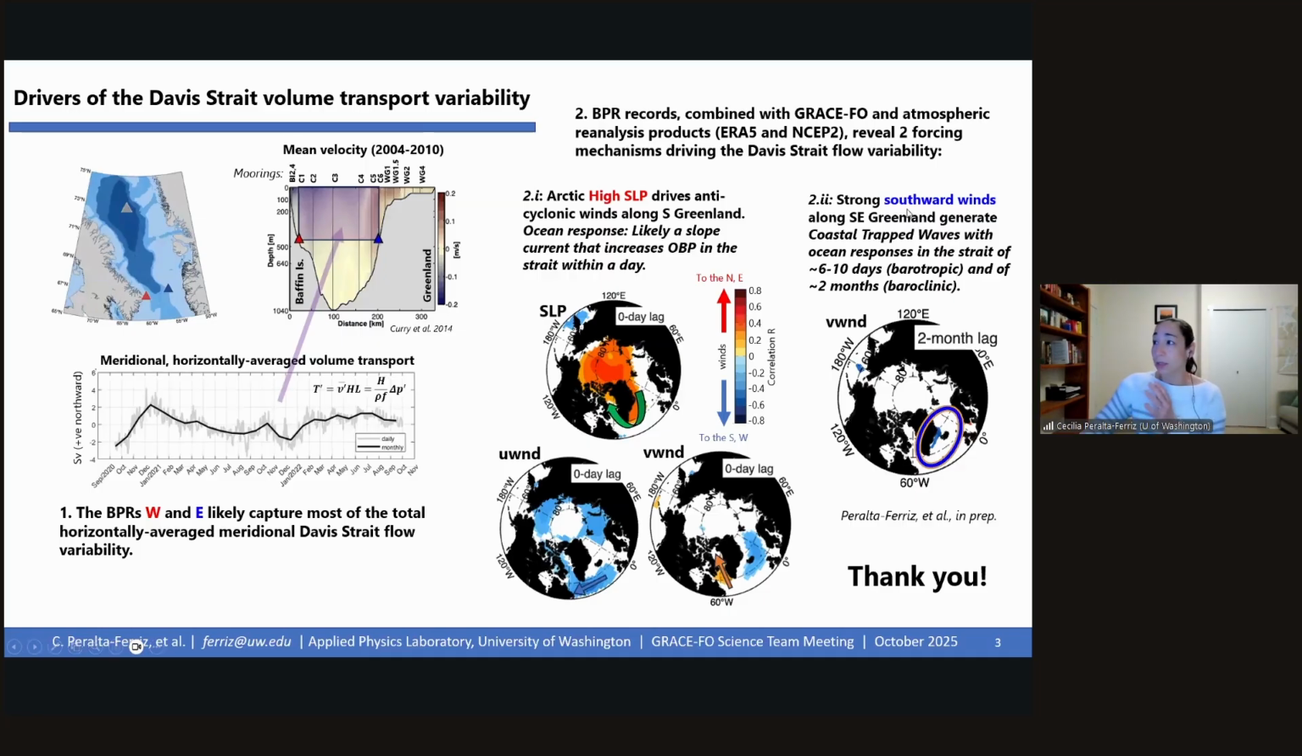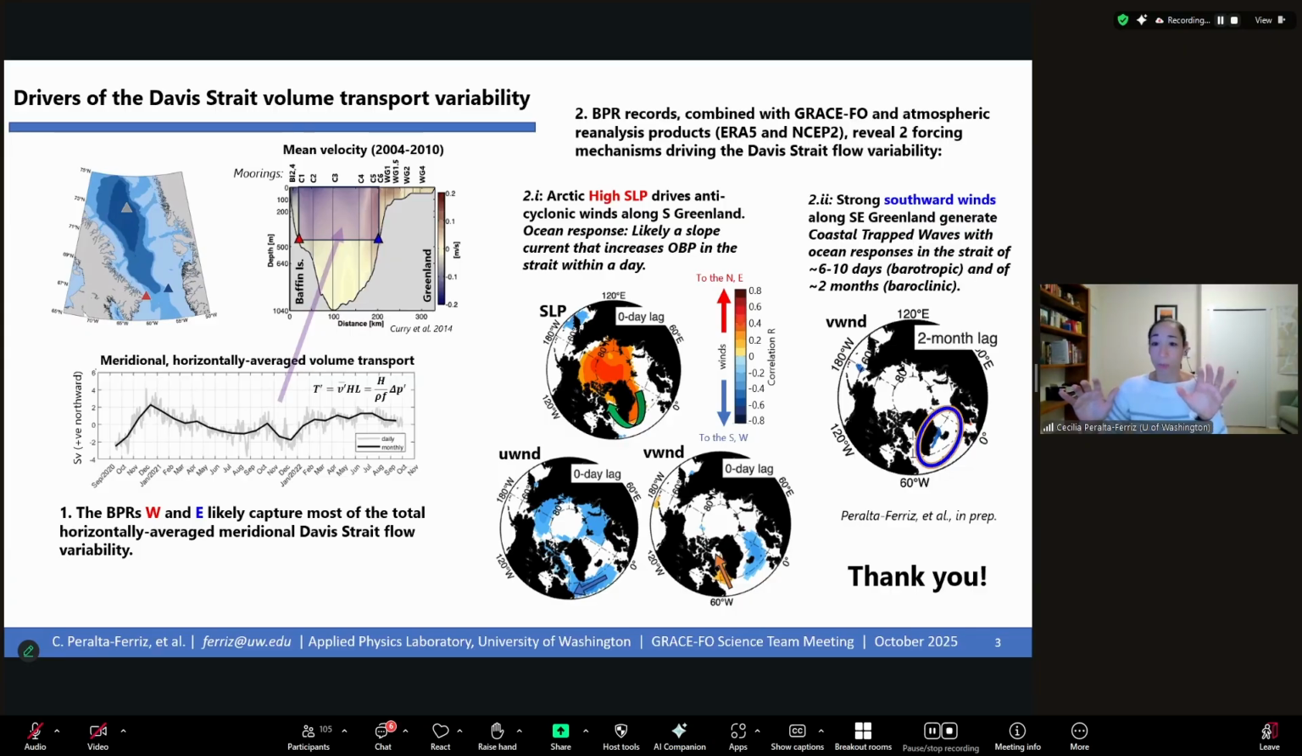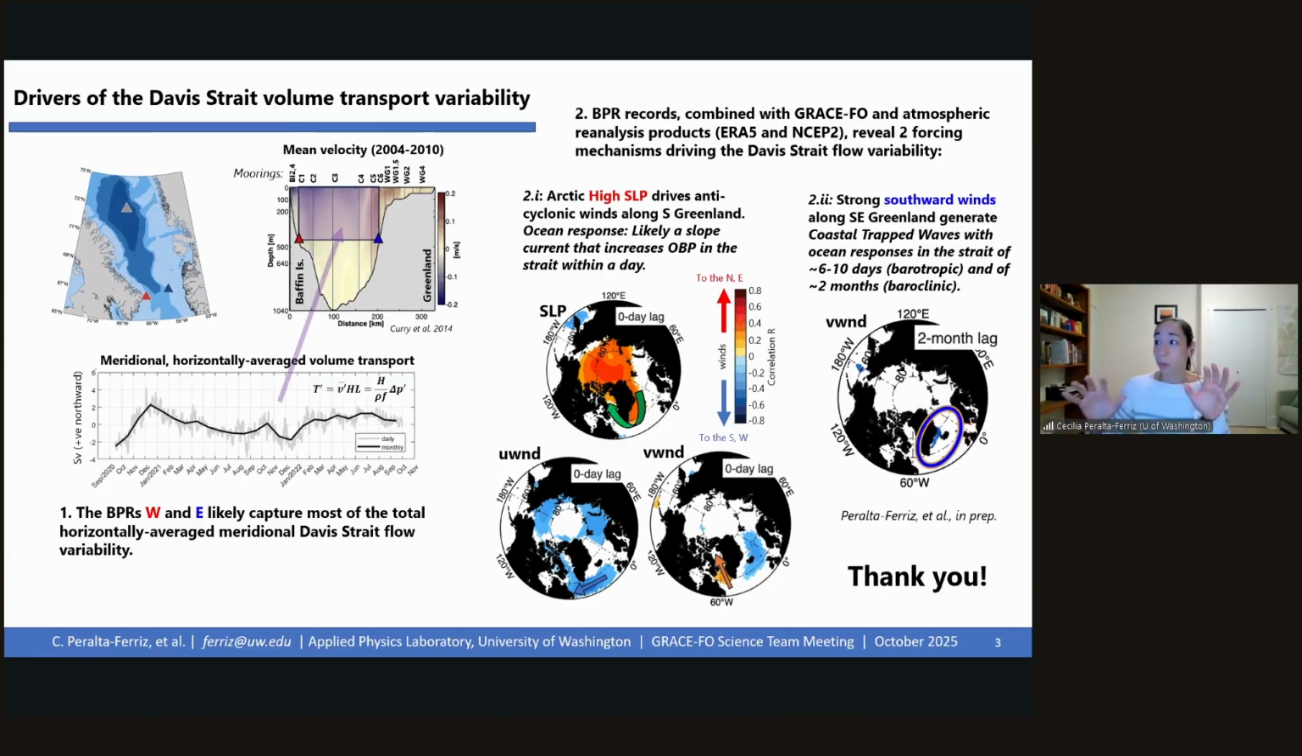The other one is coming from the southward winds along the southeast Greenland, and these generate coastal trapped waves with ocean responses that are in 2 timescales. One very fast, between 6 and 10 days, which is a barotropic response, and the other is a response that we see 2 months later, and that's associated with the baroclinic response.